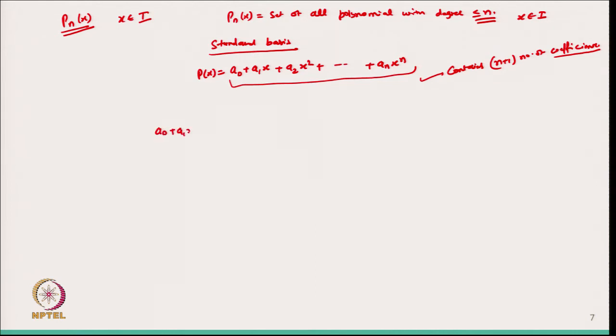So, this I can write as a0 plus a1x plus a2x square plus a3x3 up to anx power n. So, this is just a vector I am taking.